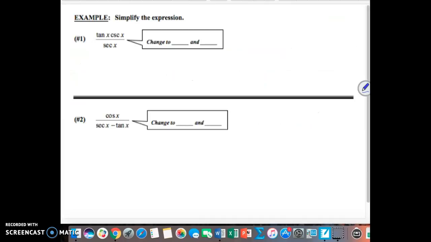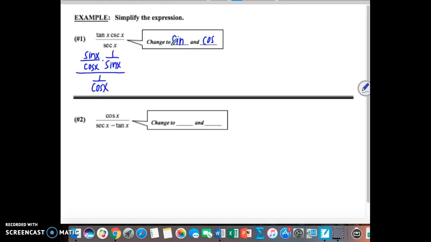Example 1 asks us to simplify the expression. Number 1 is tangent of x times cosecant of x all divided by secant of x. So let's try changing each term to sine and cosine. Tangent of x can be rewritten as sine of x over cosine of x. Cosecant of x can be rewritten as 1 over sine of x. That's all divided by secant of x, which can be rewritten as 1 over cosine of x.